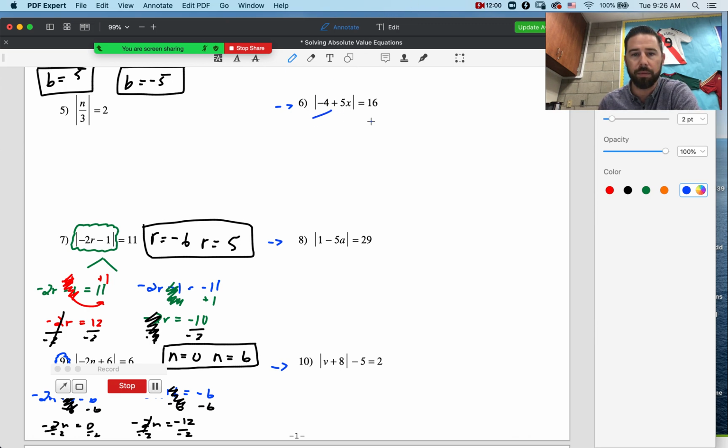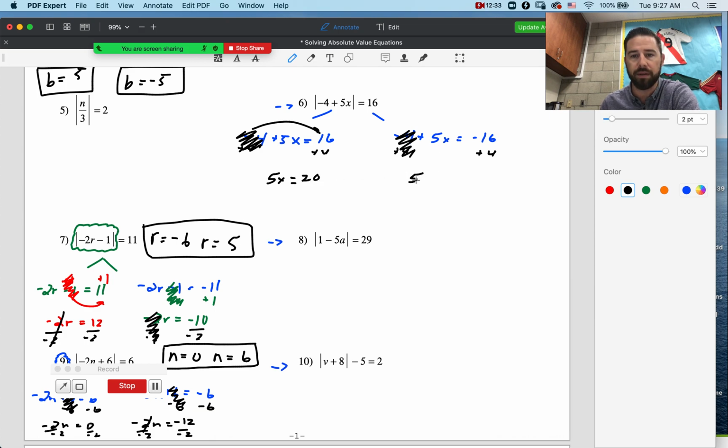Okay, let's look here. Let's split this guy up. Negative 4 plus 5x equals 16, and then we have negative 4 plus 5x equals negative 16. Okay, I've got to get this negative 4 over here, so I'm going to add 4. And if you wanted to, you could do it to both sides like this. You see how I'm doing it on both equations? So you could say gone, gone, and then you could say, okay, 5x equals 20.